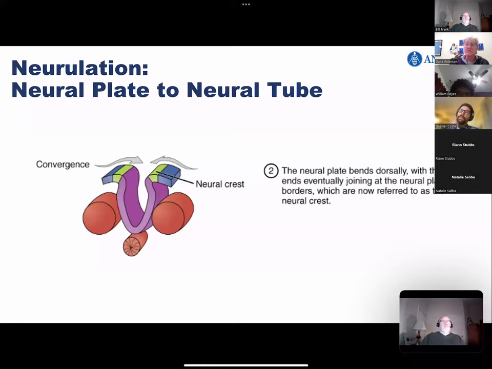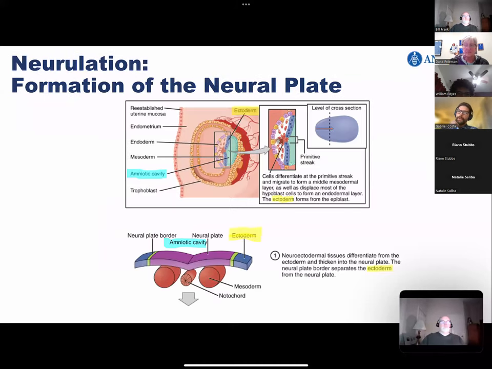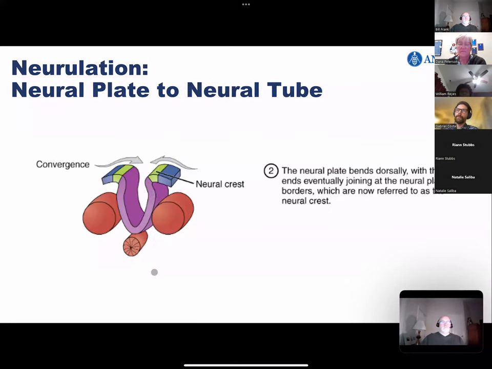If we go back up here, you'll see our neural plate and the green neural plate borders that will form the neural crest cells. As these cells proliferate, they start to deepen down and form a groove that is above the notochord here. The sides of the neural groove are called the neural folds, while the edges up here, indicated in green, are the neural crest cells.